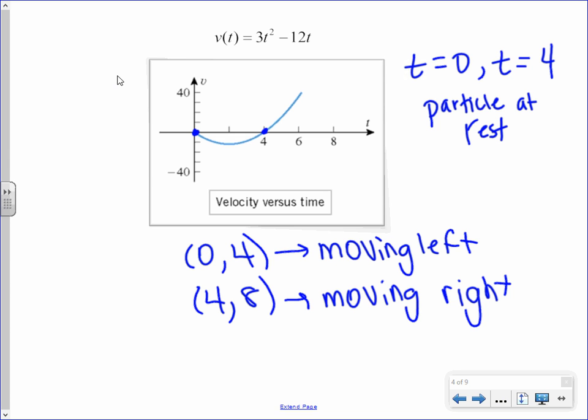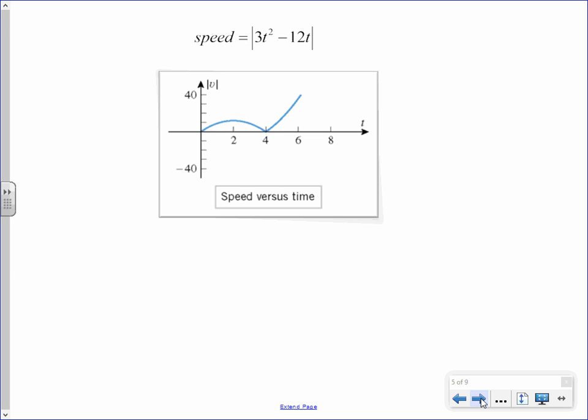Okay, it takes everything and puts it positive. So this negative right here has to go positive. So you know what that looks like? Okay, focus on that 0 to 4. You ready? That's what happens. This is the speed.